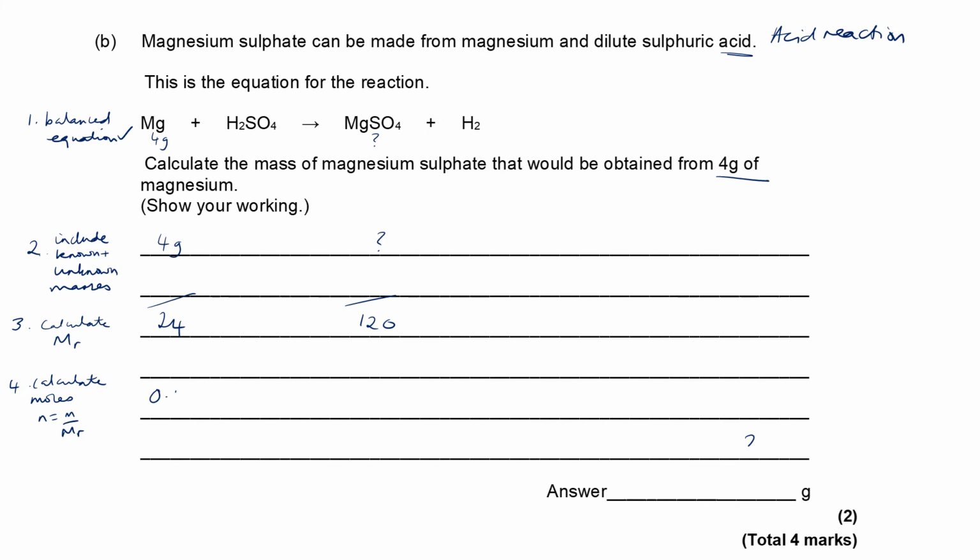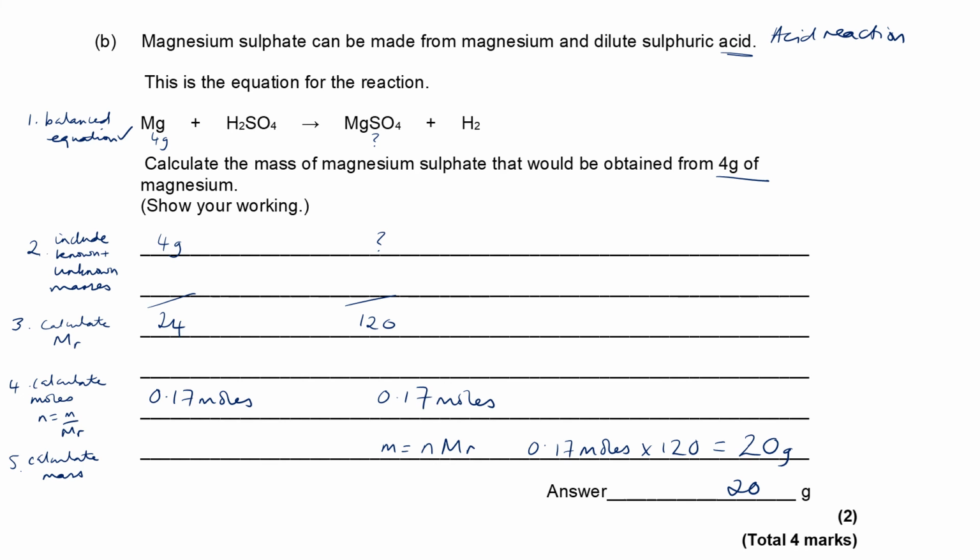I'm then going to, for step 4, calculate the number of moles. So it's going to be 4 grams divided by 24, because that's the known. And I get 0.17 moles of magnesium. Now I look at the ratio between the magnesium and the magnesium sulfate, and it's a 1-to-1 ratio. So 1 mole of magnesium reacts to form 1 mole of magnesium sulfate. So if I've got 0.17 moles of magnesium, I will also have 0.17 moles of magnesium sulfate.